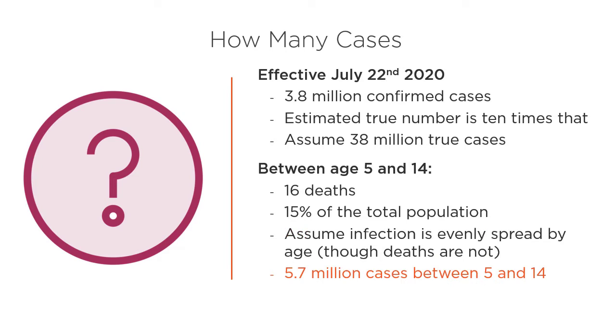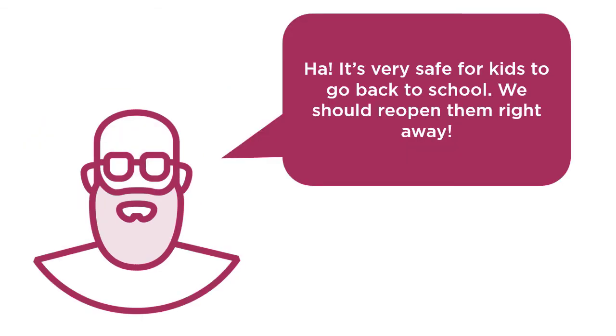This assumption means that of the 38 million cases, 5.7 million were kids, leading to a death rate of 16 over 5.7 million, or 0.0003%. At which point, all of those who advocate reopening schools during the pandemic jump for joy and say, look, going back to school is not dangerous. We should reopen the schools as quickly as possible.